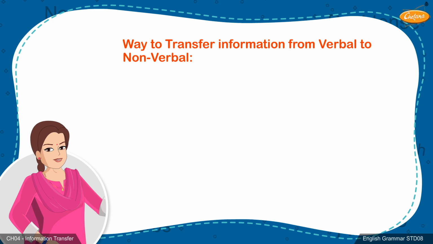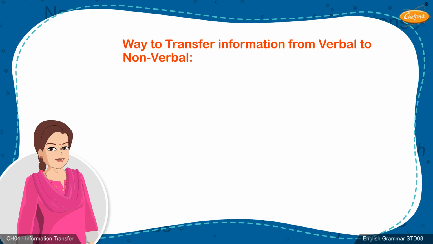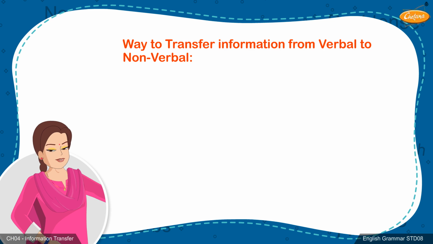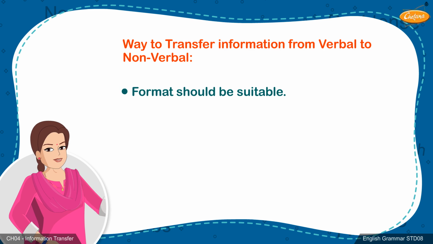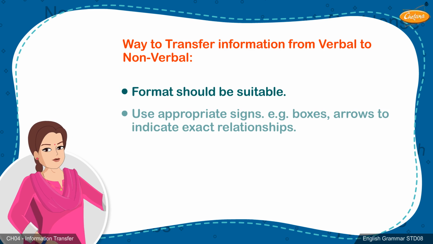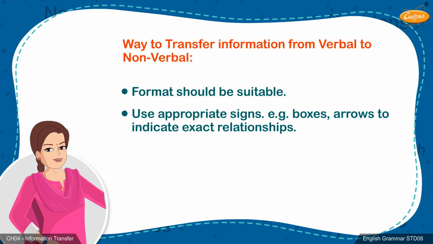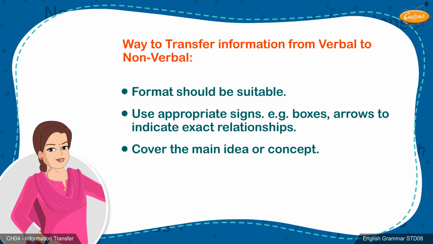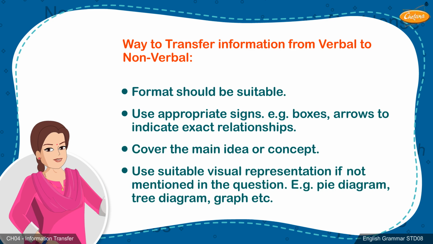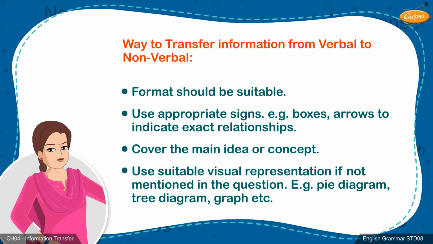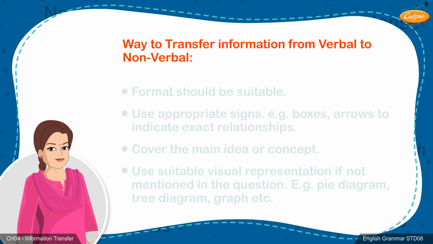A few rules that you need to keep in mind while transferring verbal to non-verbal information are: the format should be suitable. Use appropriate signs, for example, boxes, arrows, to indicate exact relationships. Cover the main idea or concept. Use a suitable visual representation if not mentioned in the question. Example, pie diagram, tree diagram, graph, etc.